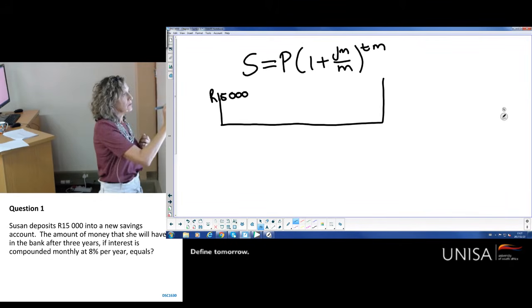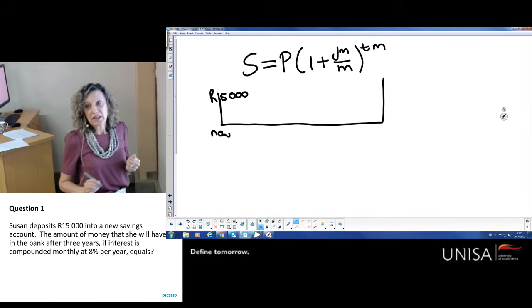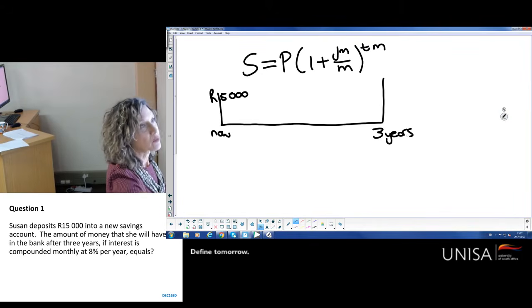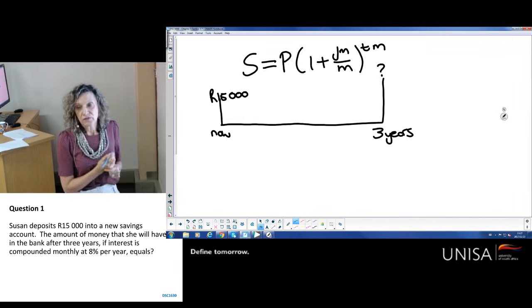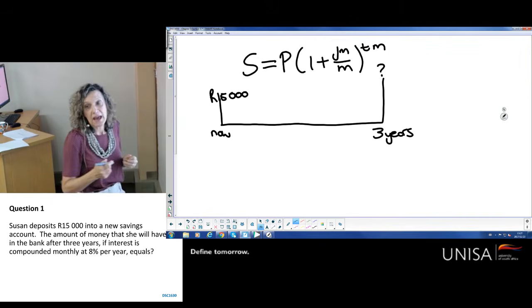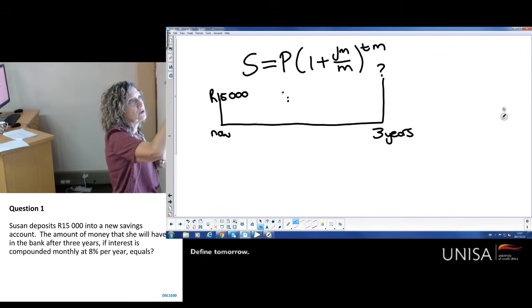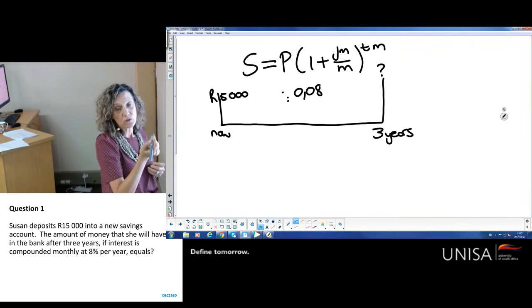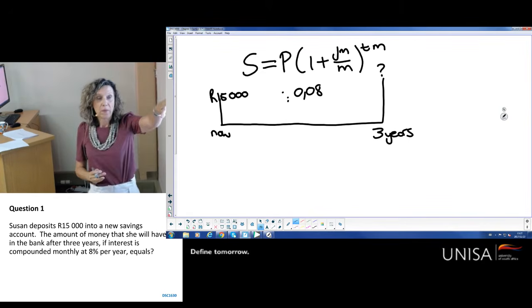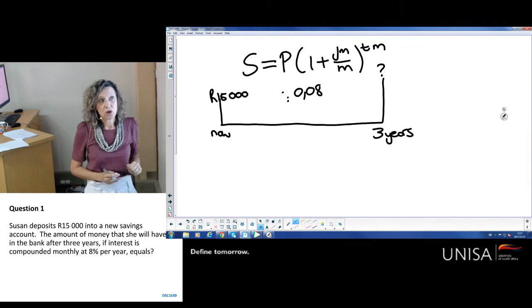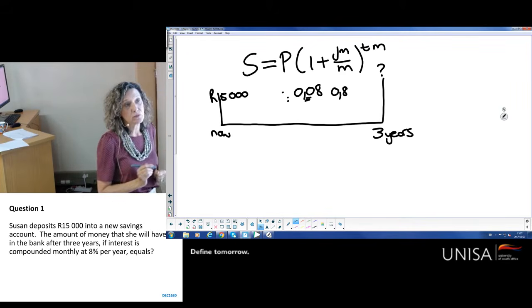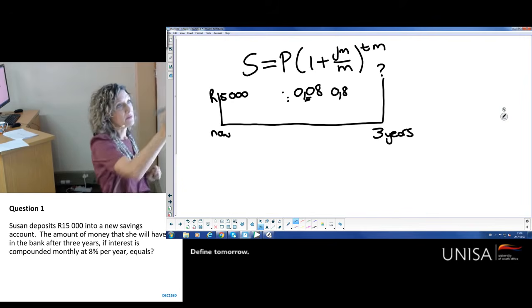Right there. Now. The amount of money that she will have in the bank after 3 years. So we know that is 3 years. And we want to know the size of the loan, if interest is compounded monthly at 8% per year. So you know your interest rate is 0.08, or 8% if you want. Remember, how do I get from a percentage to a decimal? I divide by 100. So that gives me 0.08. Remember to use the 0. If you've used 0.8, that would have been 80%. Okay, be careful of that.